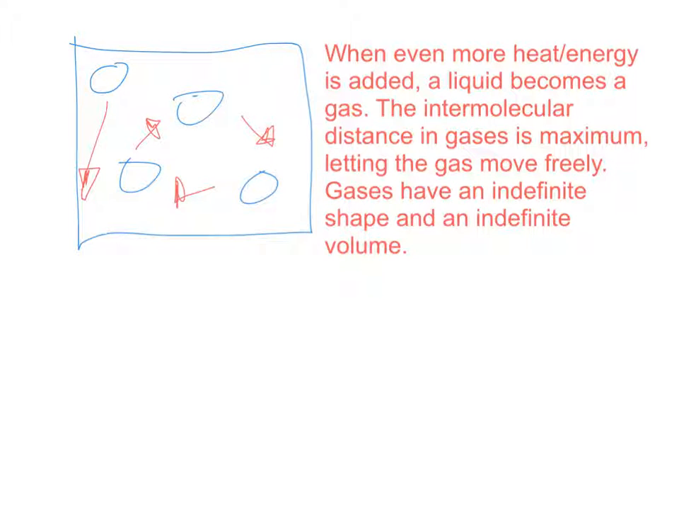The intermolecular distance in gases is maximum, letting the gas move freely. Gases have an indefinite shape and an indefinite volume. So if you took a liquid and put it in a pan and let the pan boil or fry it, then steam would come up, right? That's what happened to Frosty when he got evaporated by the sun.